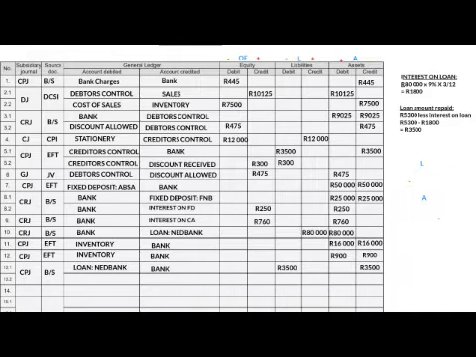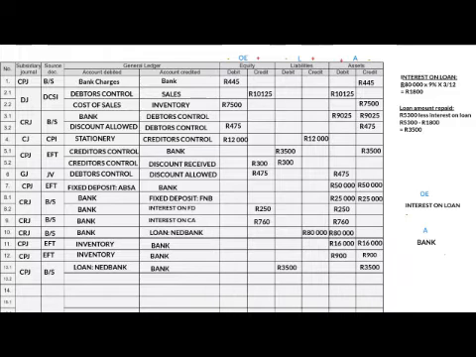Now let's do the second part of this transaction. The second part of the transaction was the interest on loan. So our two accounts will be interest on loan and bank. Interest on loan is the owner's equity. Bank is classified as an asset. We are making a payment, so our bank balance will decrease. Interest on loan is an owner's equity expense, so our expense will have a negative effect on our owner's equity.